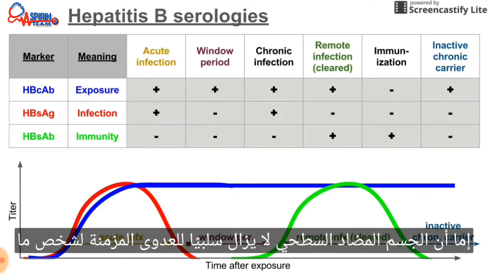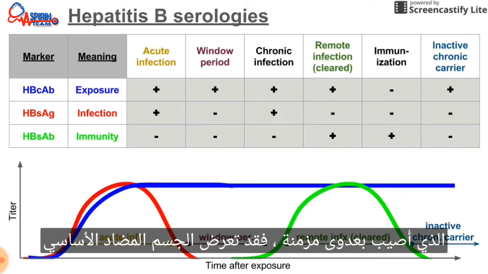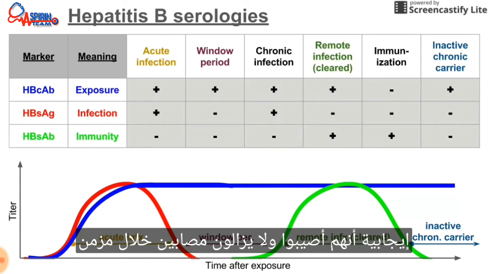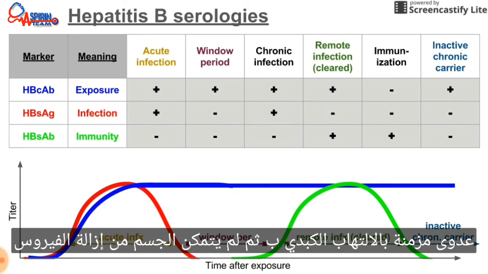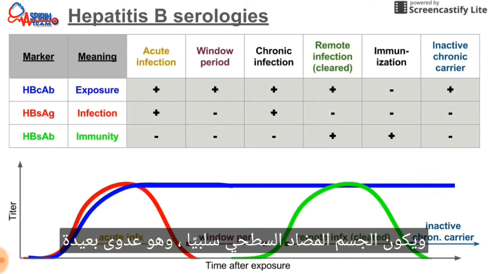For chronic infection, somebody who has been chronically infected has been exposed, so the core antibody is positive. They have been infected, and they still are infected during a chronic infection, so surface antigen is positive, but they are not immune. If a person has a chronic infection to hepatitis B, then the body was not able to clear the virus, and the surface antibody would be negative.